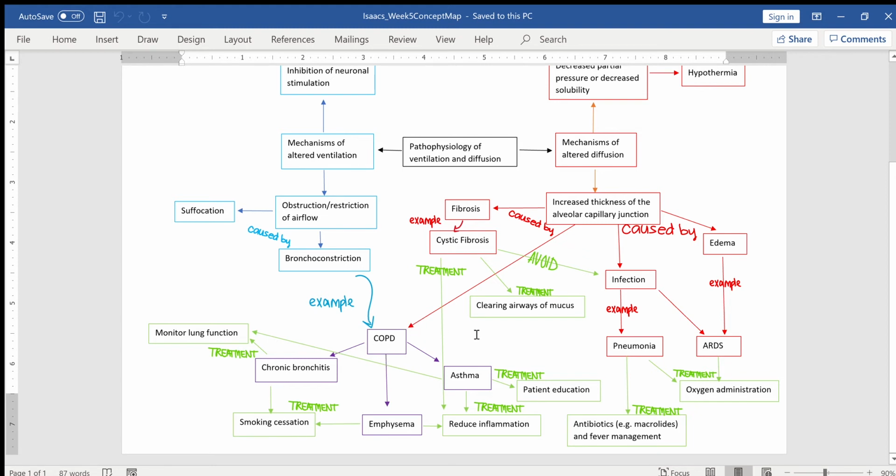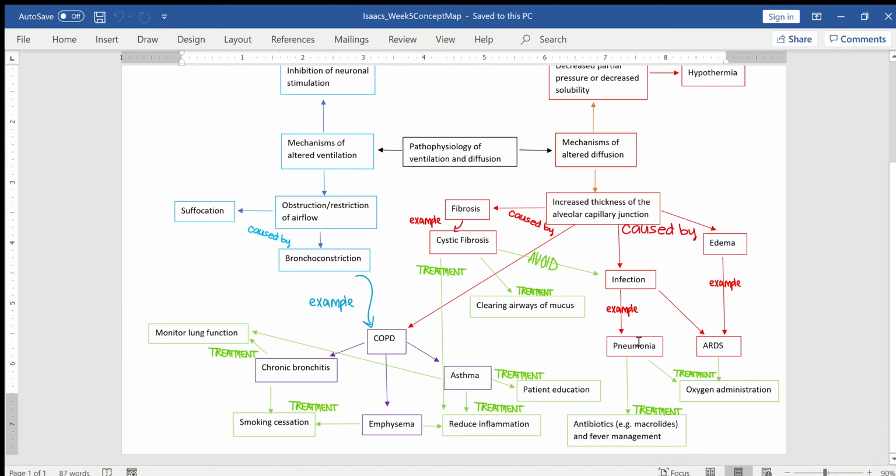All my treatments are in green. I also found that to be helpful for me. However, I do have this one thing that I wanted to link in here. Cystic fibrosis, a big part of the treatment is avoiding infections. I thought that was a very key thing here. I wanted to make that very obvious by writing avoid rather than all these different treatments.